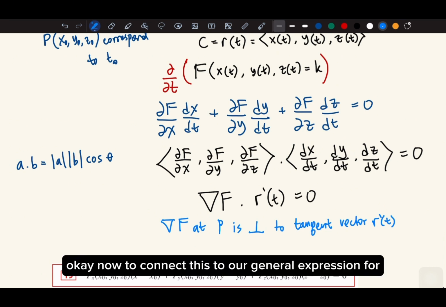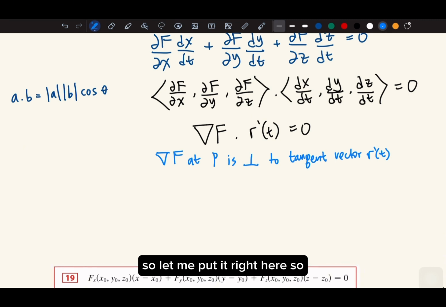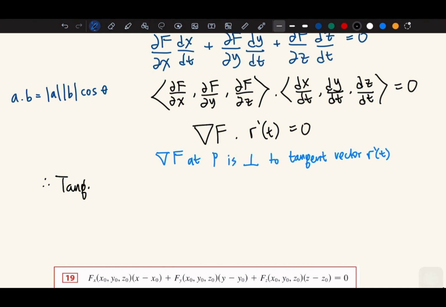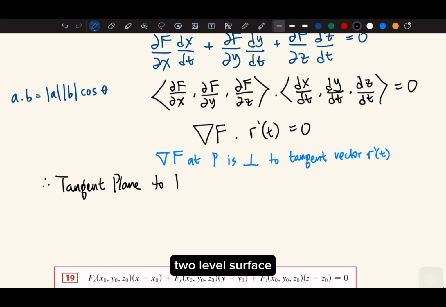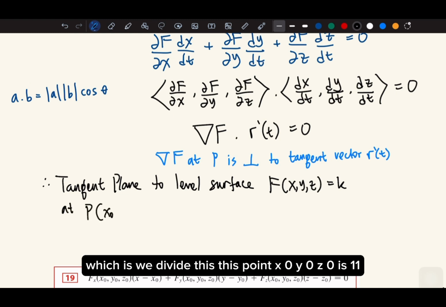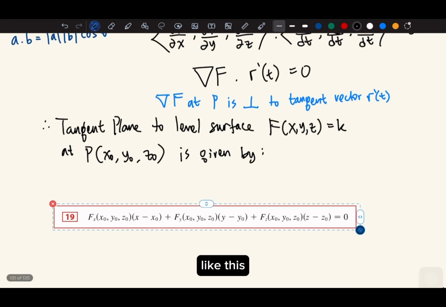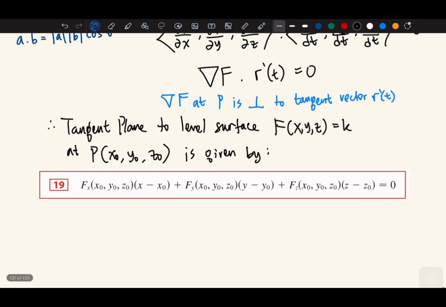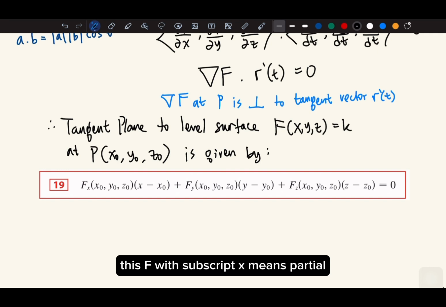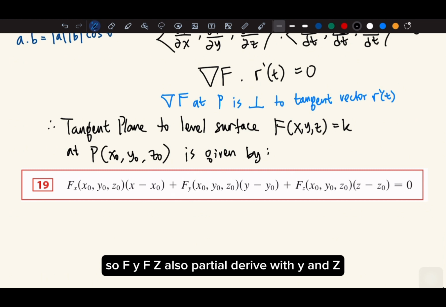Okay, now to connect this to our general expression for tangent plane, let me rewrite here. The tangent plane to level surface f(x, y, z) equals k at P, which we define as this point x0, y0, z0, is given by this. This f with subscript x means the partial. So we partially derive with x. So fy, fz are also partial derivatives with y and z.